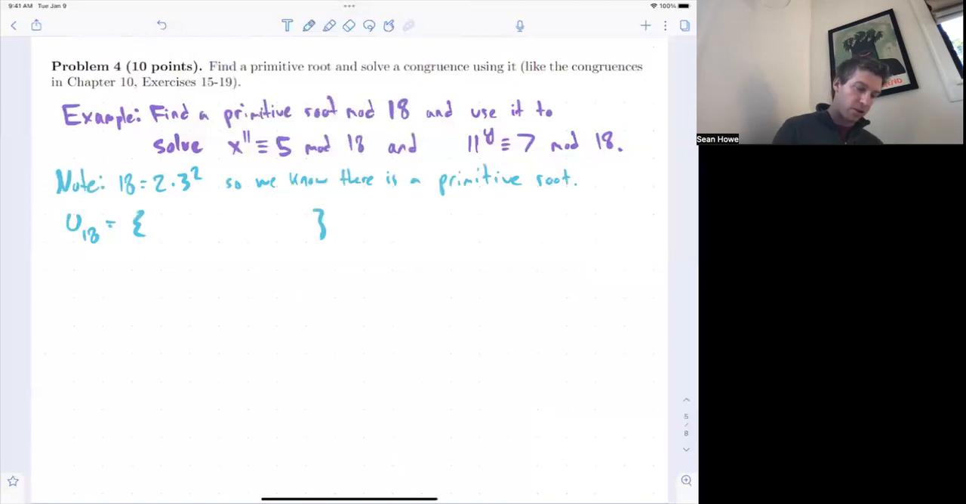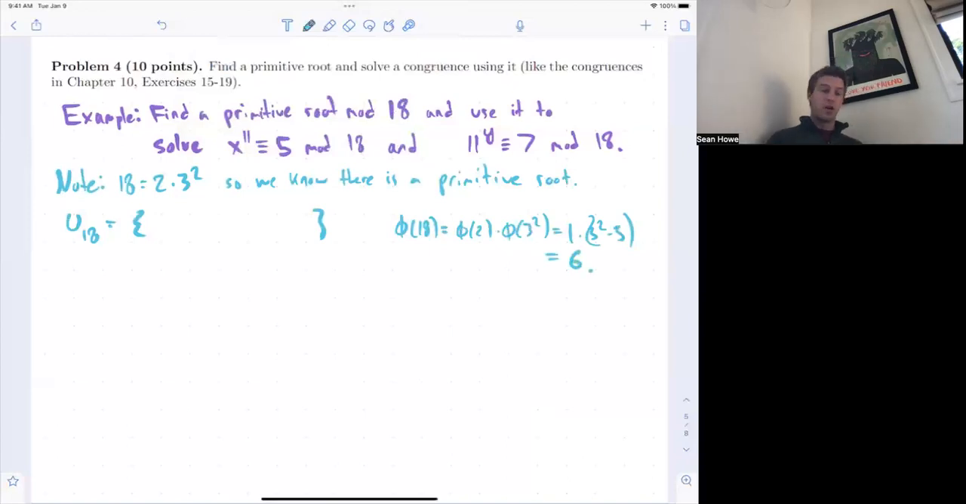When you're computing what the group of units is, it's always helpful to first write down what phi is, because that's going to be the number of things. So phi of 18 is going to be phi of 2 times phi of 3 squared. Phi of 2 is 1, and phi of 3 squared is 3 squared minus 3. So this is 6. So we know there are going to be 6 things in the units mod 18, and we can just write them down.